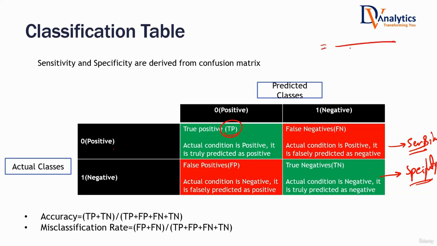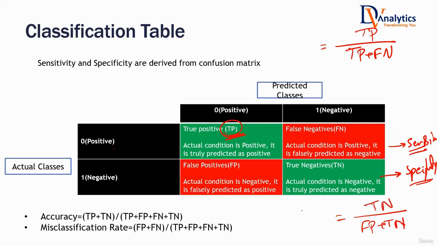What will be there in the denominator? The formula for sensitivity: the denominator will be the overall number of records, true positives plus false negatives. What will be in the numerator? The numerator would be true positives. That is the formula for sensitivity. Tell me the formula for specificity. The denominator will be false positives plus true negatives. And what is the numerator? The right predictions, true negatives.